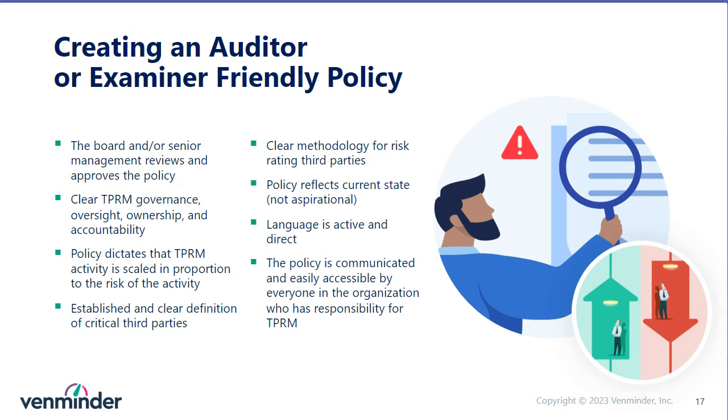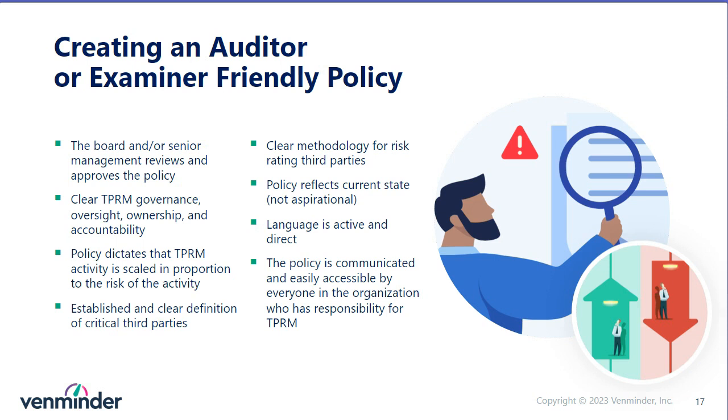We want to have a clear definition of the criteria that constitutes a critical vendor. We do need to put that in the policy. So if you haven't worked that out yet, you're going to have to do that because it needs to go in your policy. We also want to have a clear methodology for risk rating our third parties, and we want to talk about, at a very high level, what those risk levels are. So here are the characteristics of a high risk versus moderate versus a low.